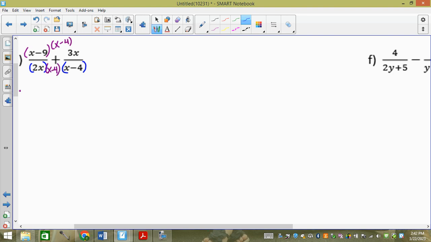And this one I'm going to multiply by 2x. So I'm going to get x squared. I have to FOIL. Minus 4x. If you don't remember how to FOIL, please come in and ask. Minus 9x. Negative 9 times negative 4 is positive 36.